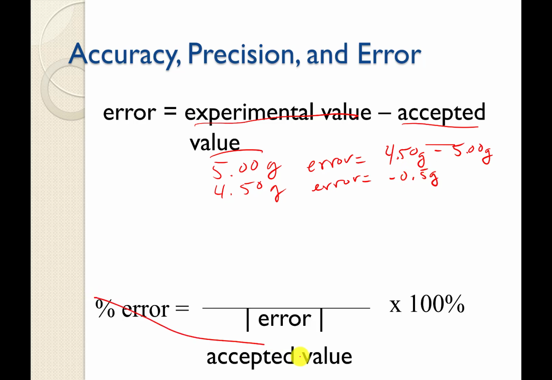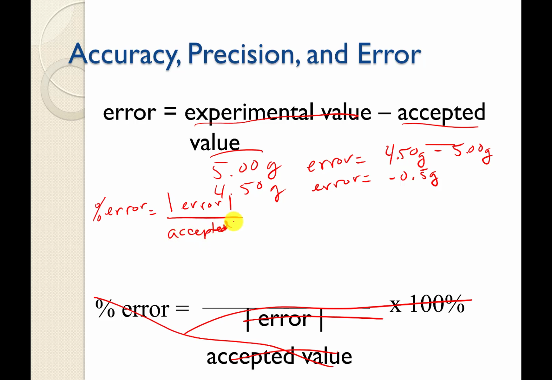Now, this is a little bit messed up here, so I'm going to rewrite it. The formatting got a little bit shifted. So we're going to be talking about percent error. All we do is we take the absolute value of the error and divide it by the accepted value. And then we multiply all of that by 100%.